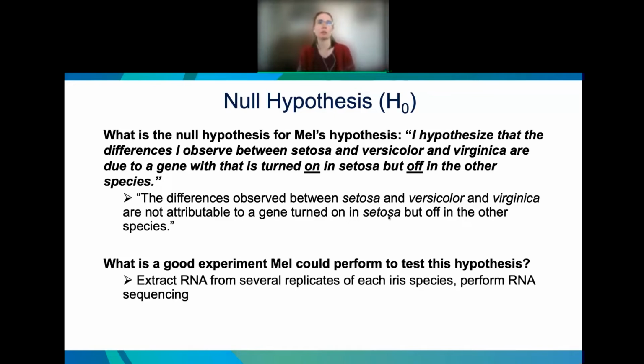So a good experiment that Mel could perform to test this hypothesis would be extracting RNA from several replicates of our iris species and performing RNA sequencing to see if there is a gene that is differentially expressed between Setosa and the other two species of iris.